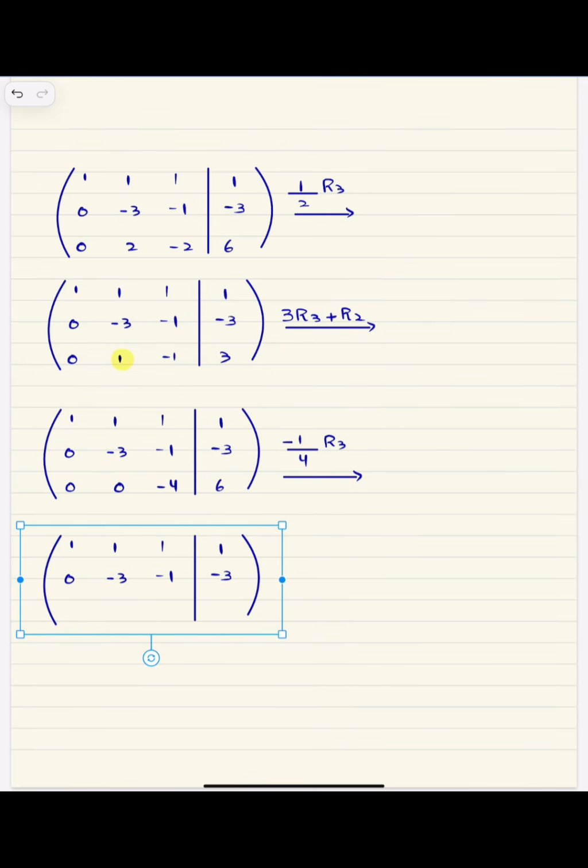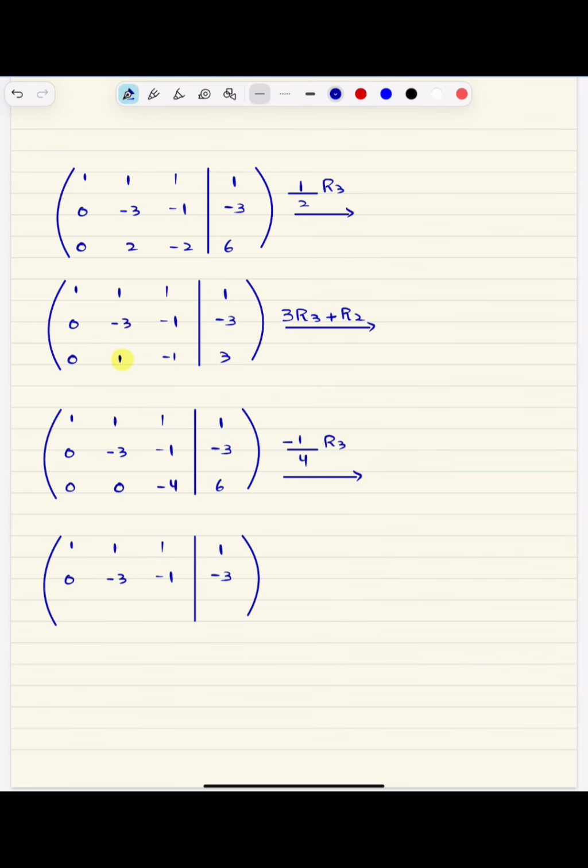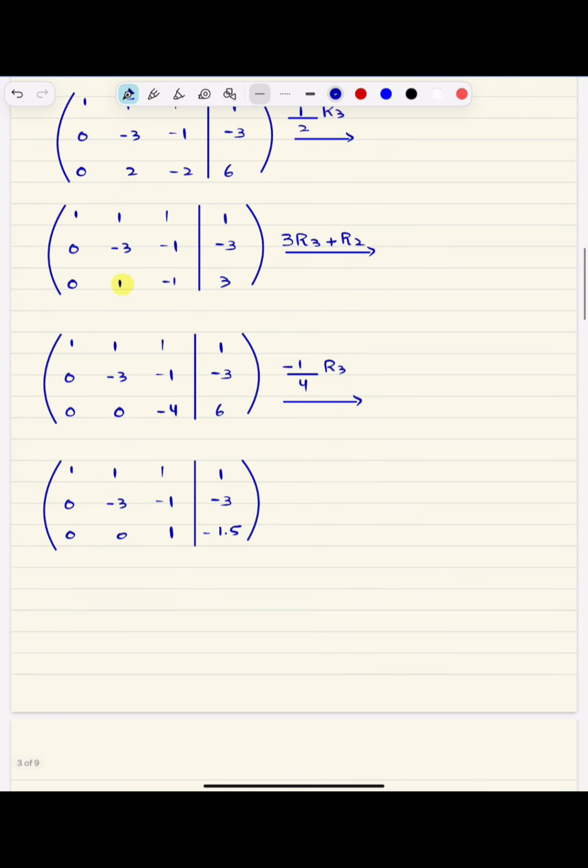So let's do that. I'll get a 0 here, a 0 here, a 1 here, and a minus 2 3s are 6 and 2 2s are 4. So a 3 over 2, right? So that's just a 1.5.